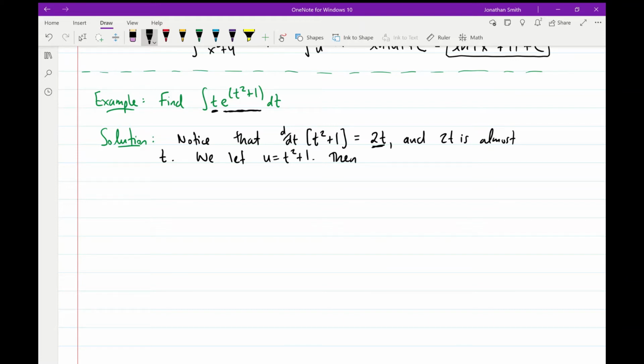And if we do this, then we have that du dt is equal to 2t. And solving for du, we get du is equal to 2t dt. But if I want to do this substitution with u, I don't want to substitute du in for 2t dt because I don't have a 2t times dt inside of my integral. I only have a t times dt inside of my integral. So I'm going to divide both sides of this equation here by 2, and I get 1/2 du is equal to t times dt. And now I'm ready to do the substitution.